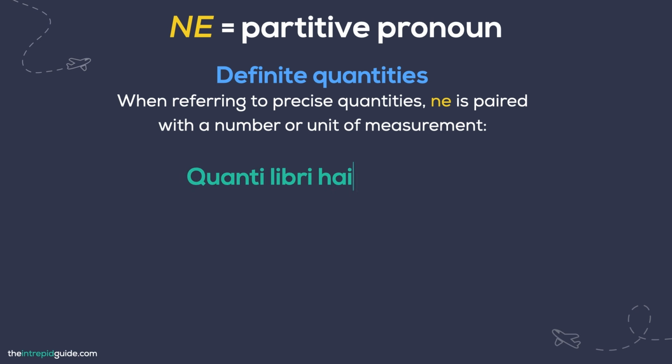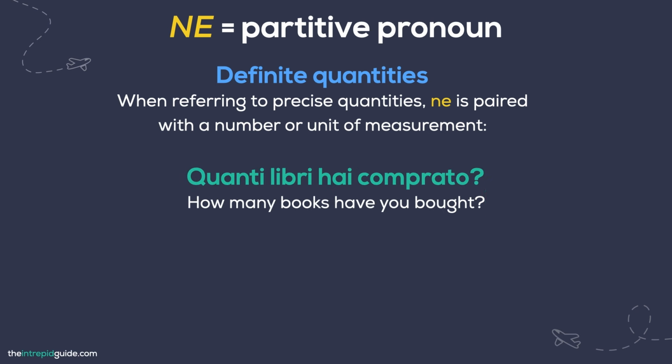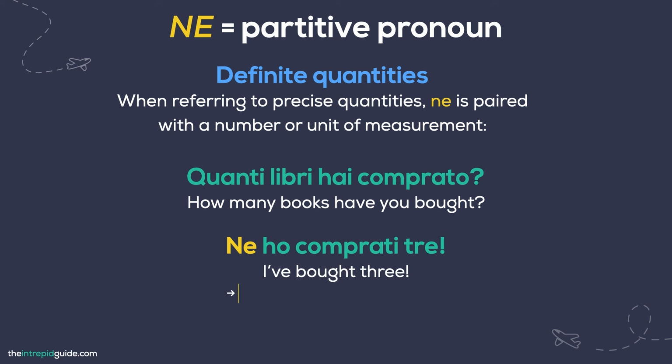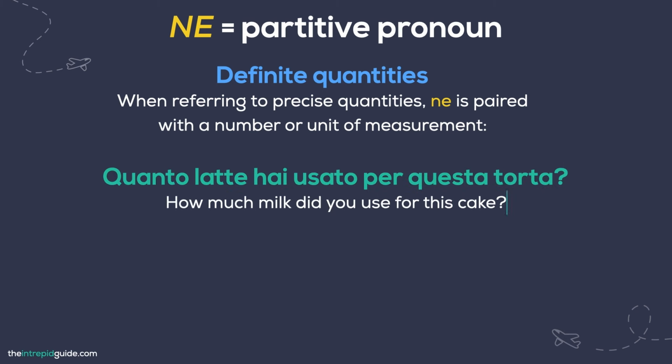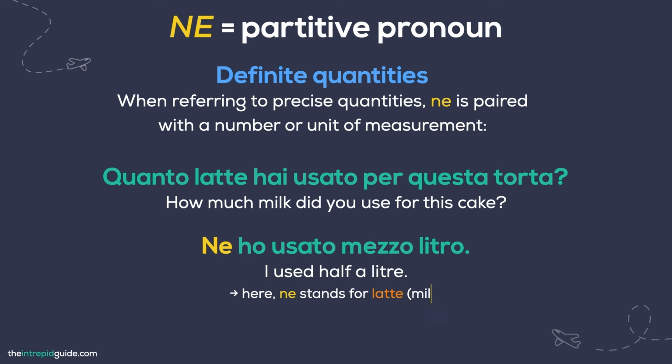For example, Quanti libri hai comprato? How many books have you bought? Ne ho comprati 3. I've bought 3. Ne stands for libri, books. Another example is, Quanto latte hai usato per questa torta? How much milk did you use for this cake? Ne ho usato mezzo litro. I used half a litre. Ne stands for latte, milk.